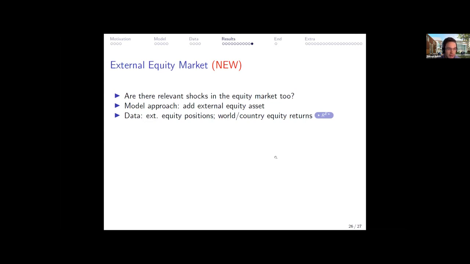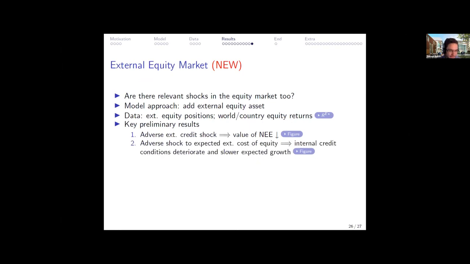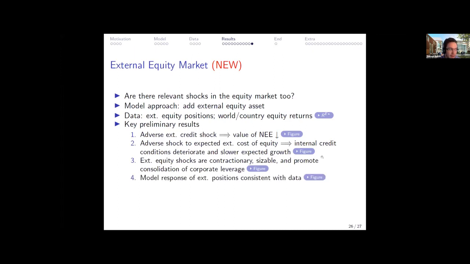So far, we have found the following when we augment our model in this way. First, an adverse external credit shock is associated to a decline in the value of a country's net external equity position. Second, an adverse shock to the expected external cost of equity is associated to both a decline in internal credit conditions and slower expected growth. And third, external equity shocks are contractionary, sizable, and promote a consolidation of corporate leverage. Finally, we find that the model responses of external positions to these shocks are consistent with the data.